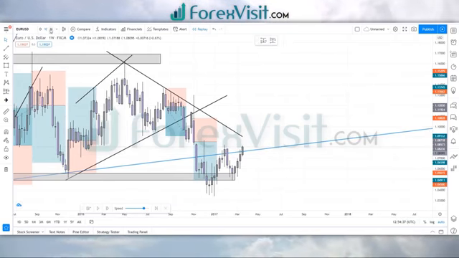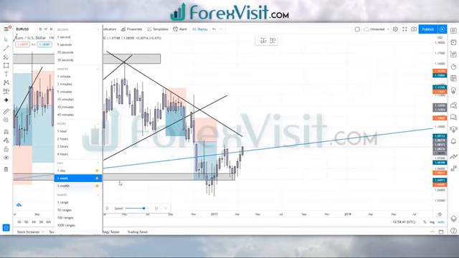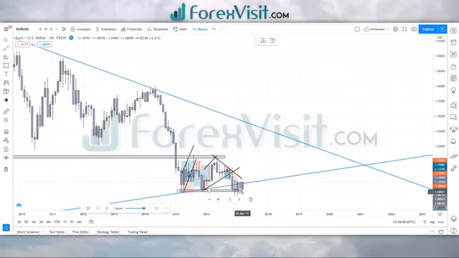Now you will see that the candle got rejection through the zone area and a three white soldiers candlestick pattern formed. So here we place a buy trade.